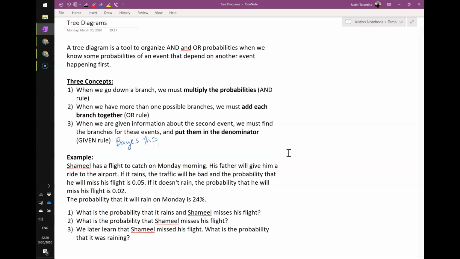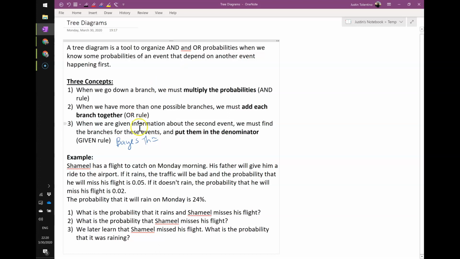It says, Shamil has a flight to catch on Monday morning. His father will give him a ride to the airport. But if it rains, the traffic will be bad and the probability that he will miss his flight is 0.05. If it doesn't rain, the probability that he will miss his flight is 0.02. And the probability that it rains on Monday is 24%. So notice that these probabilities of missing their flight depend on something else, whether or not it rains. So this is how we know that a tree diagram might be something useful for us as a tool. It's not the only way of doing this, but it's great for organizing our work.